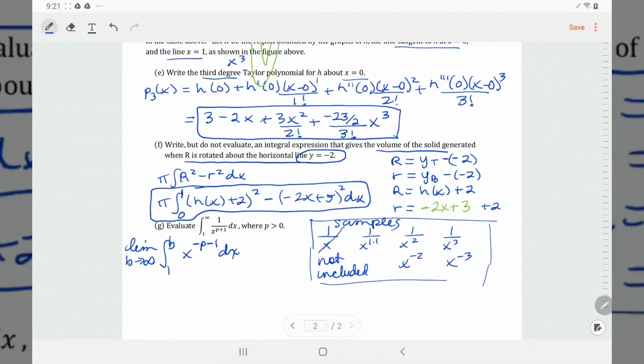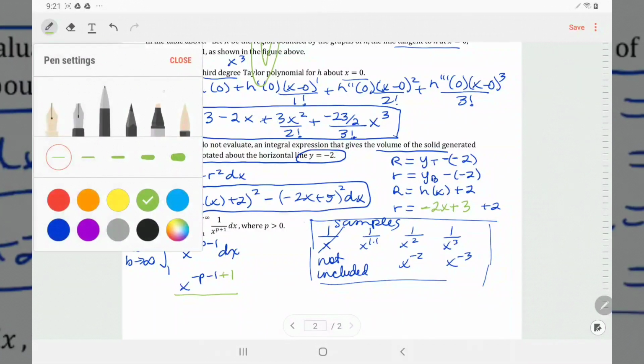Okay, and remember, you don't have to get 100%. This is the BC test. If you get like a 70%, you get a 5. And who knows with the new test, so you don't have to get everything right. So don't panic if you're not getting everything right.